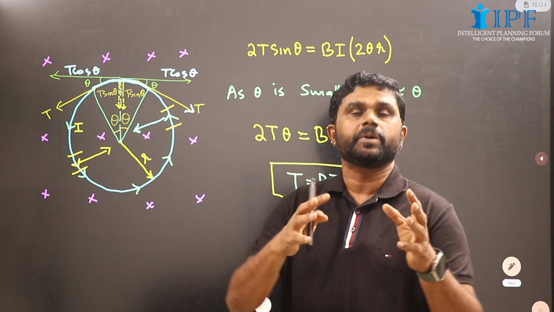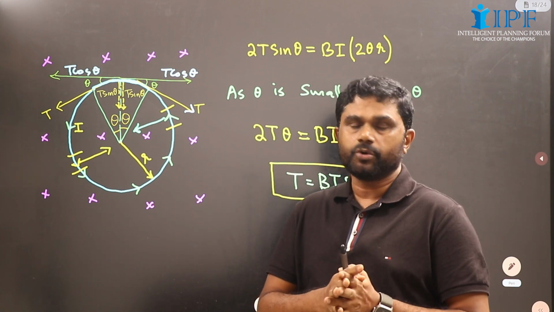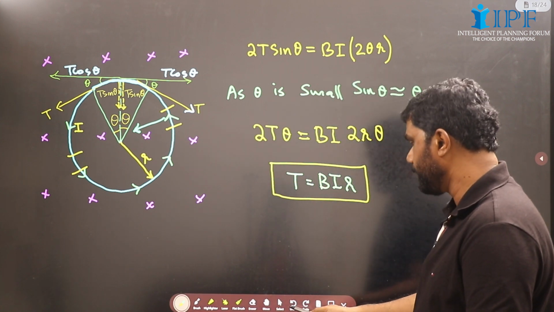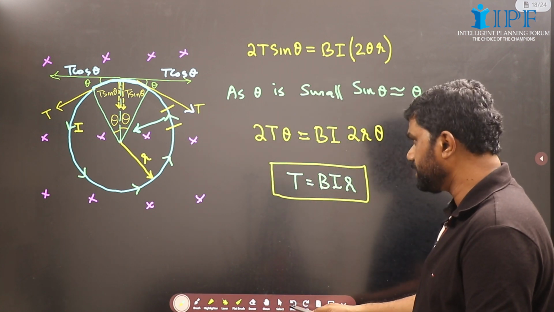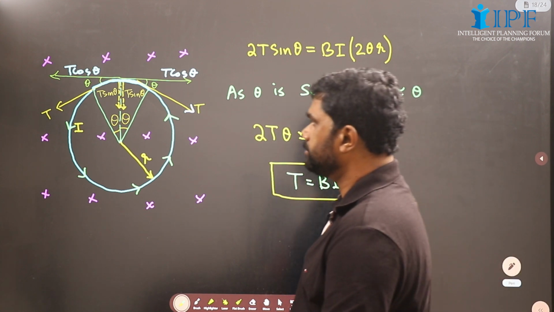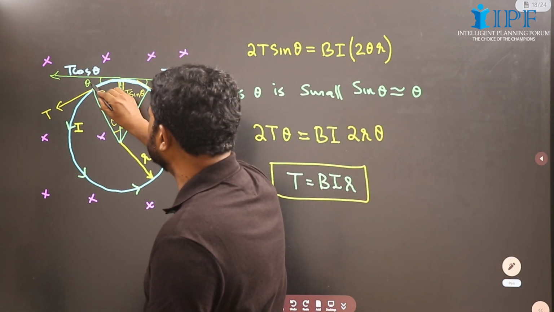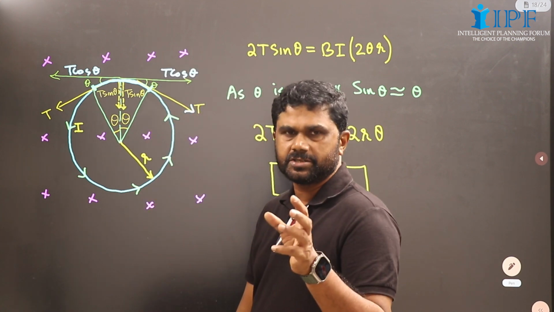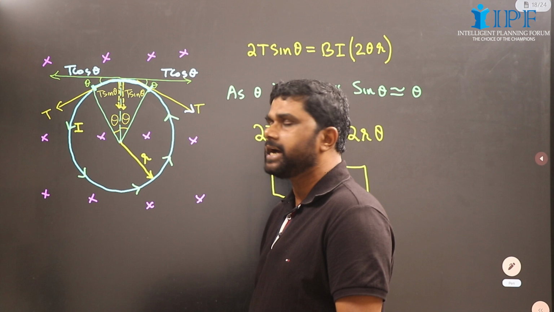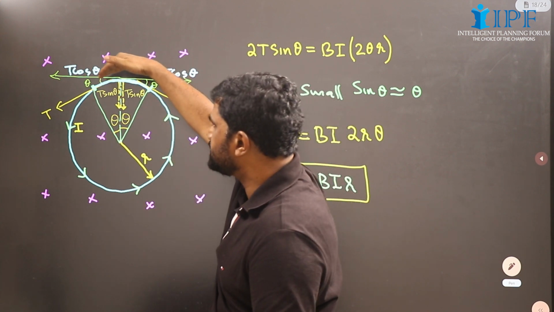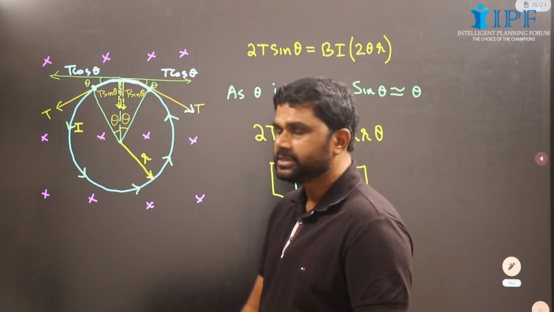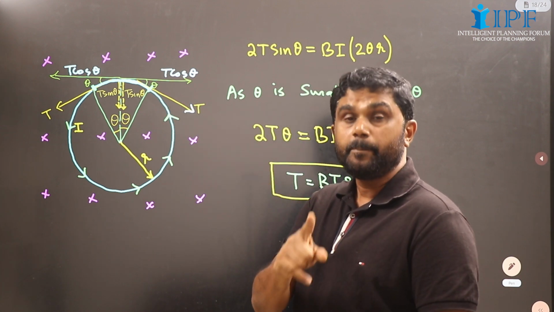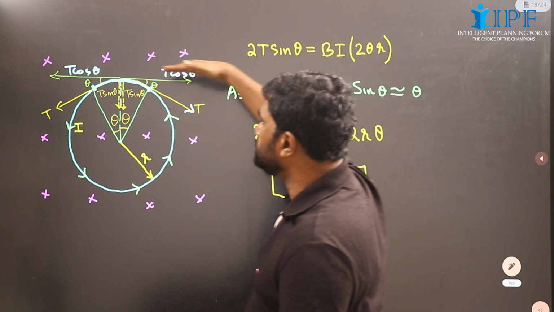But the circular loop will experience a tension. Let us find the tension in the circular loop. Suppose capital T is the tension. Consider this element, a small element which subtends an angle 2 theta at the center. This is the direction along which tension is acting. Same tension will be acting here also. That tension makes an angle theta with the tangent.